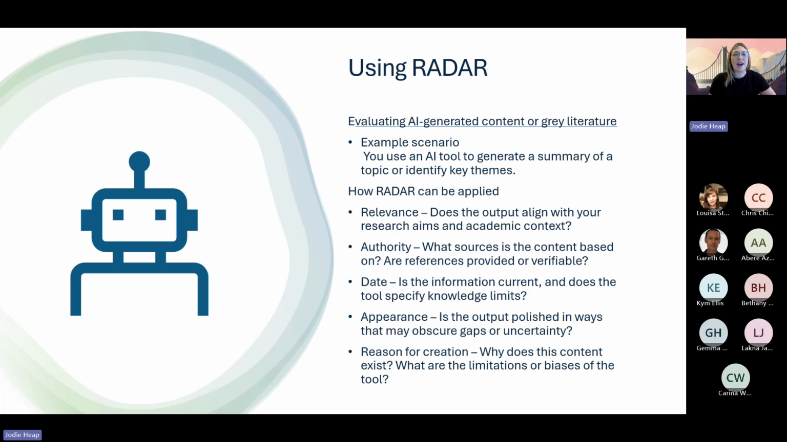AI tends to be more positive. It tries its best to please you, and sometimes that will obfuscate gaps that we might have in our research, or the capacity it has to find that information. And that's not helpful to us if we are trying to research a topic. We want to look for the gaps and talk about them. And finally, of course, the reason for creation. Why does this content exist, and what are the limitations and biases of the tool? It's a big one with the sort of summarization software that are being used.